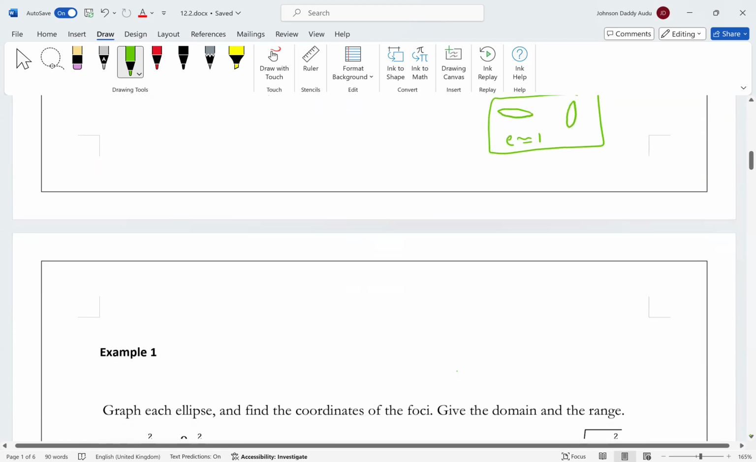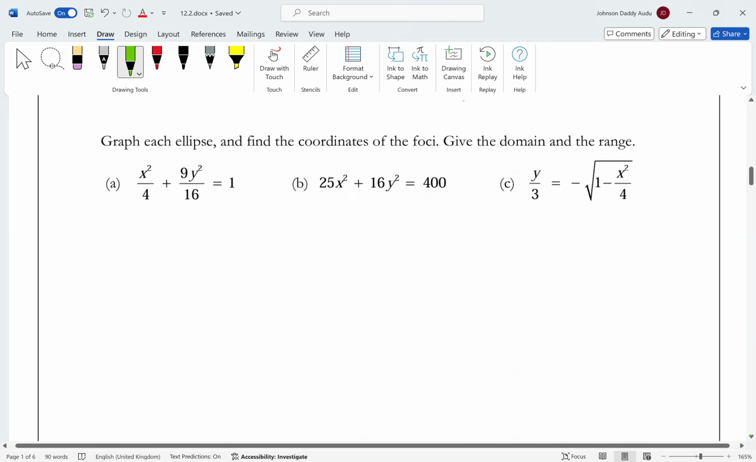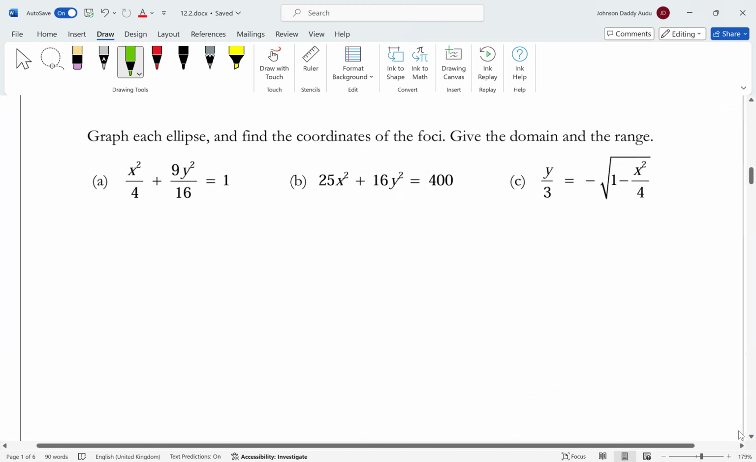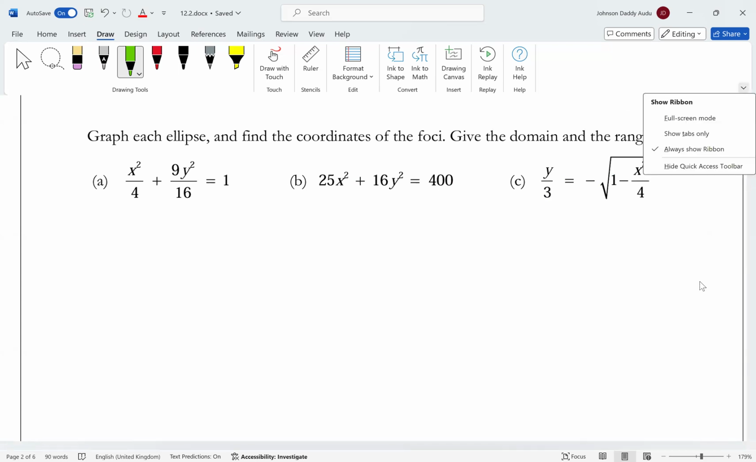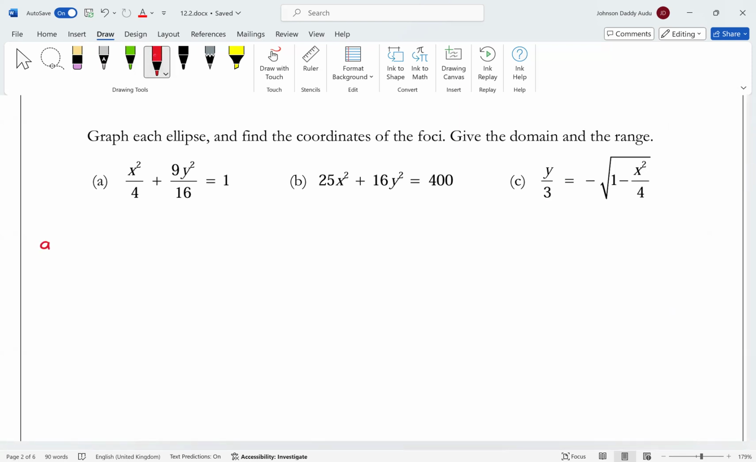All right, so let's take examples. Here, we're asked to graph each ellipse and find the coordinates. Let's start with the first one, A. This is x squared over 4 plus 9y squared over 16 equals 1.